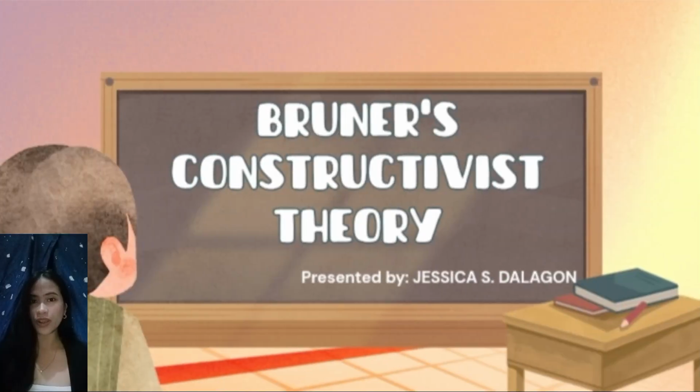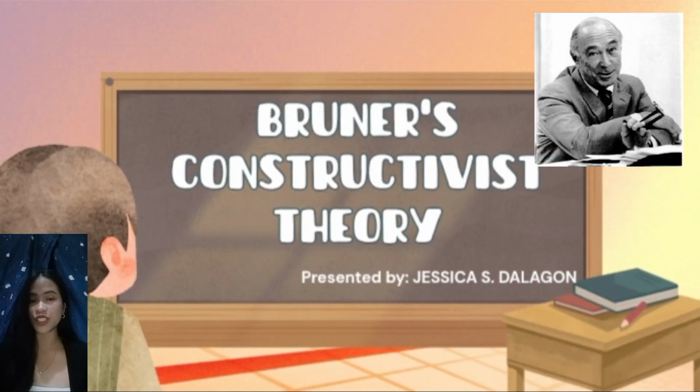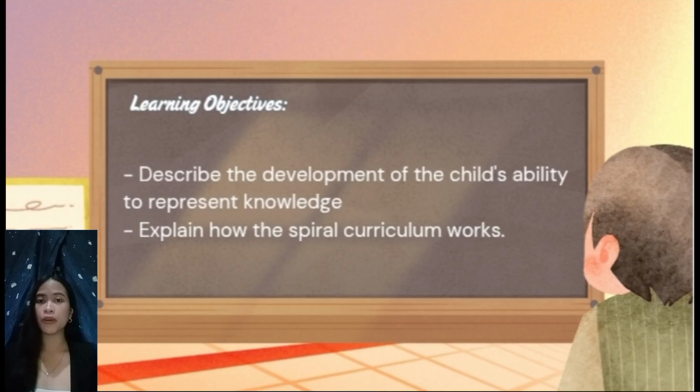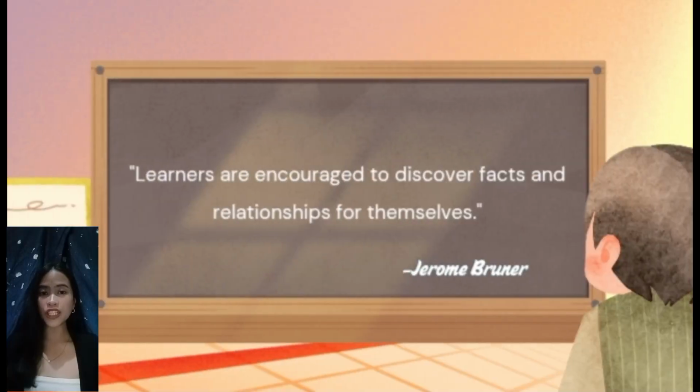Today, we're going to be tackling Bruner's constructivist theory. But first, I am going to read the learning objectives. At the end of the lesson, describe the development of the child's ability to represent knowledge, explain how the spiral curriculum works. According to Jerome Bruner, learners are encouraged to discover facts and relationships for themselves.